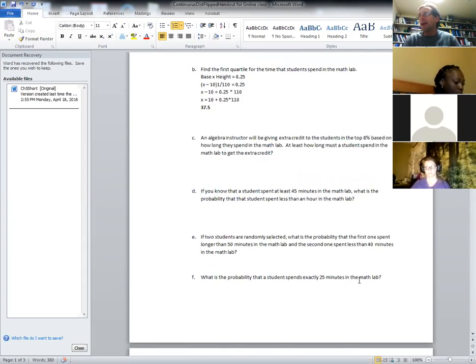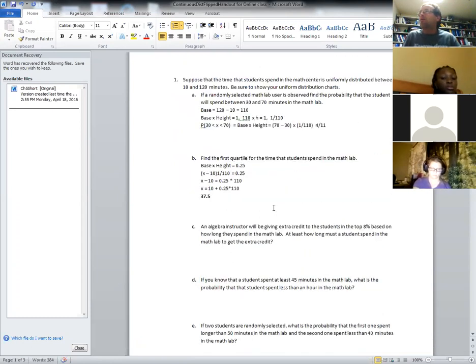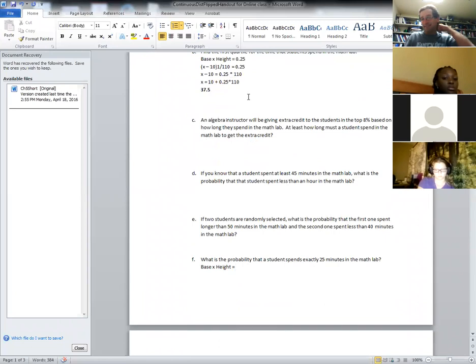Okay, what's the probability the student spends exactly 25 minutes in the math lab? Again, we can say the base times the height is equal to the probability. What is the base if it's exactly 25? When it was between 30 and 70, the base was 40. What about exactly 25 on the rectangle? Then it's between 25 and 25. That's a hint. So what's the length of the base? Yeah, it's 0. So that's going to be 0 times the height, which is 1 over 110. And what is that probability? 0.